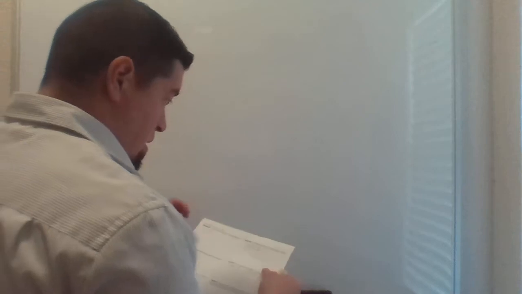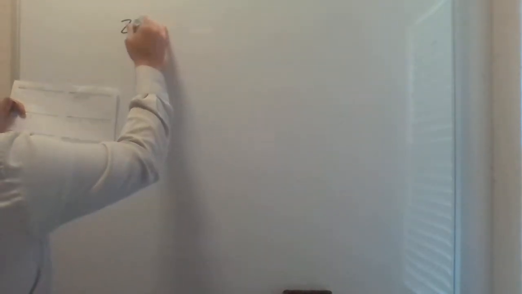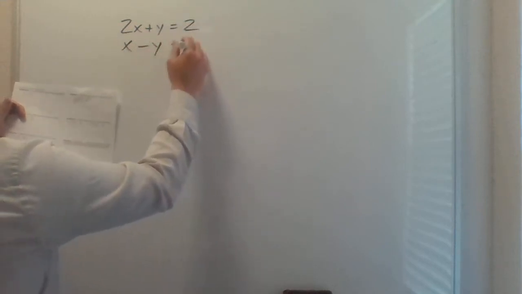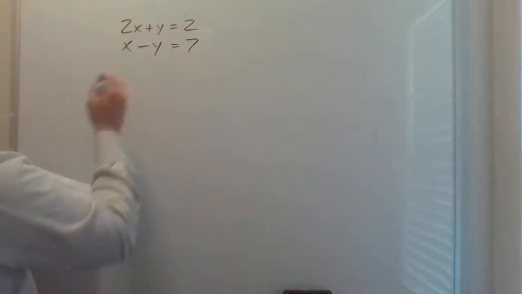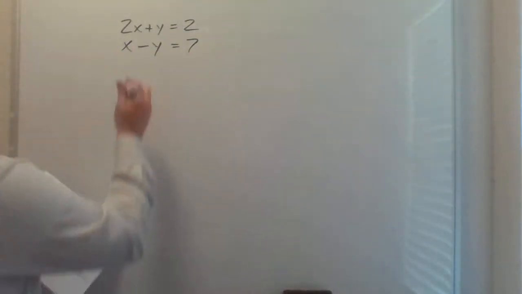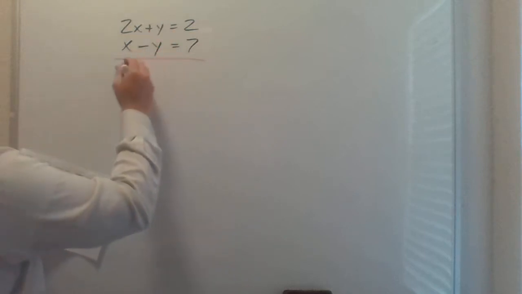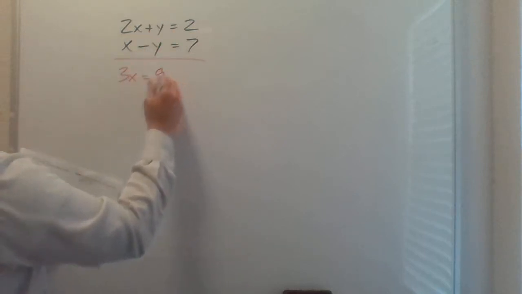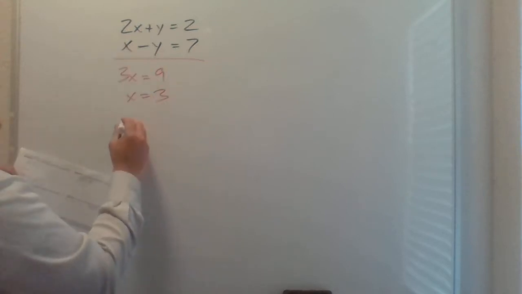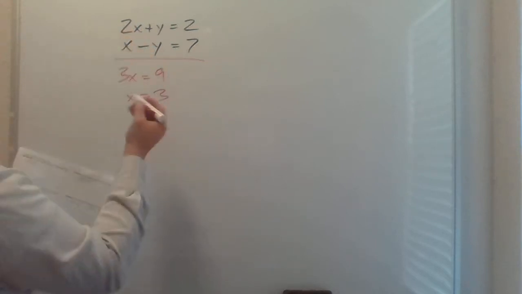Okay. So this one's going to be just more practice. I'm going to kind of run through it here. 2x plus y equals 2, and x minus y equals 7. If I just add these together, you'll see kind of the same thing happens as before. The y's cancel out, you get 3x equals 9, x equals 3, and you can just plug in the x here.